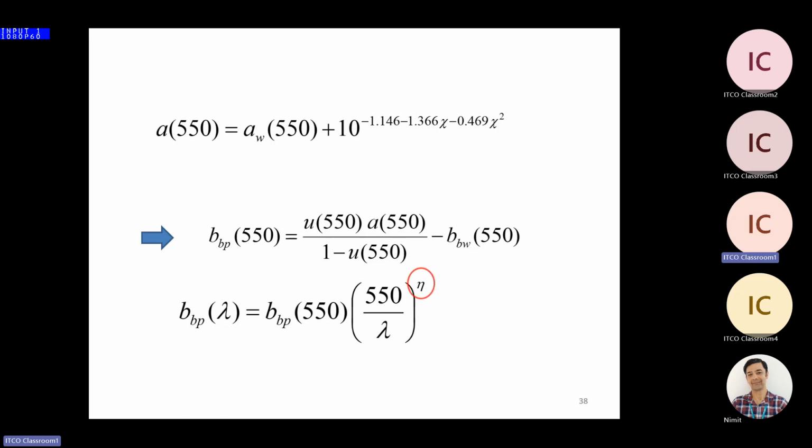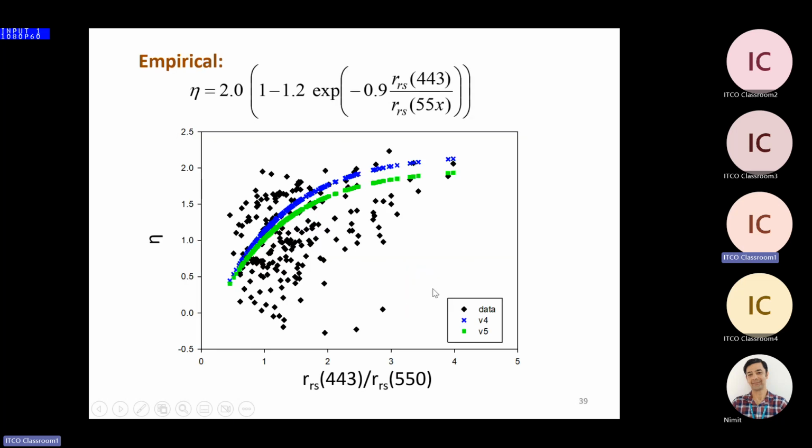But still, for this propagation, we need this number eta, or I call it Y. I don't know how to get that. There has to be some way to get this power law coefficient. So here is another empirical relationship. Again, there's no why. Basically, these dots come from measurements. The x-axis is a ratio of RS 443 to 550. As you can see, the fit is not that good.